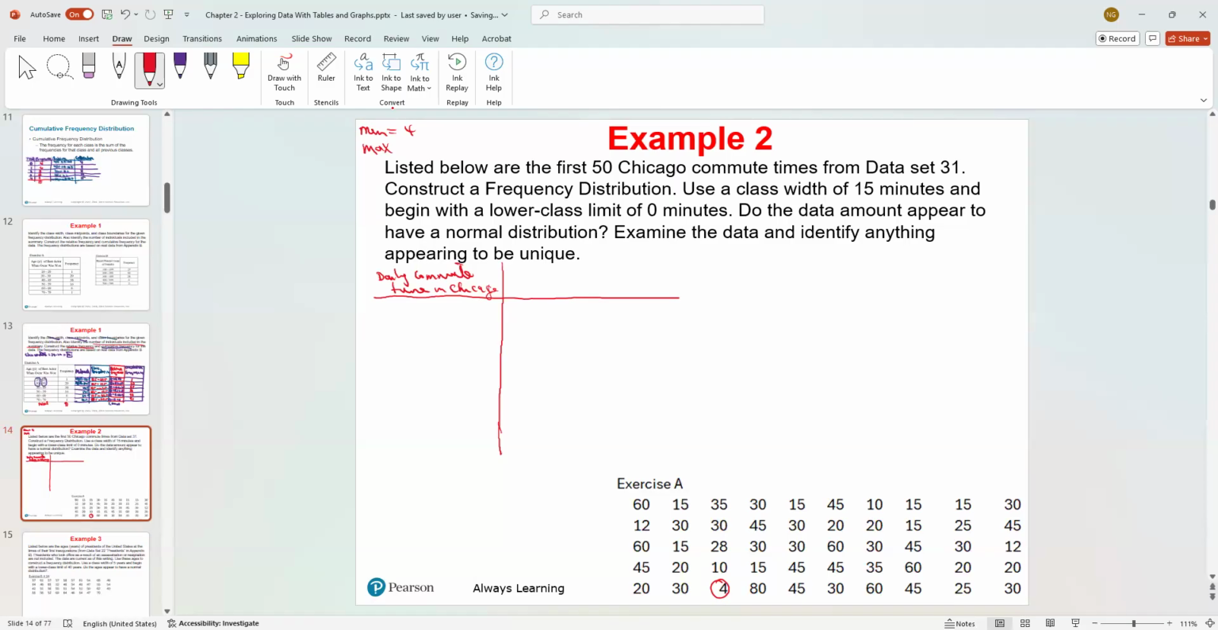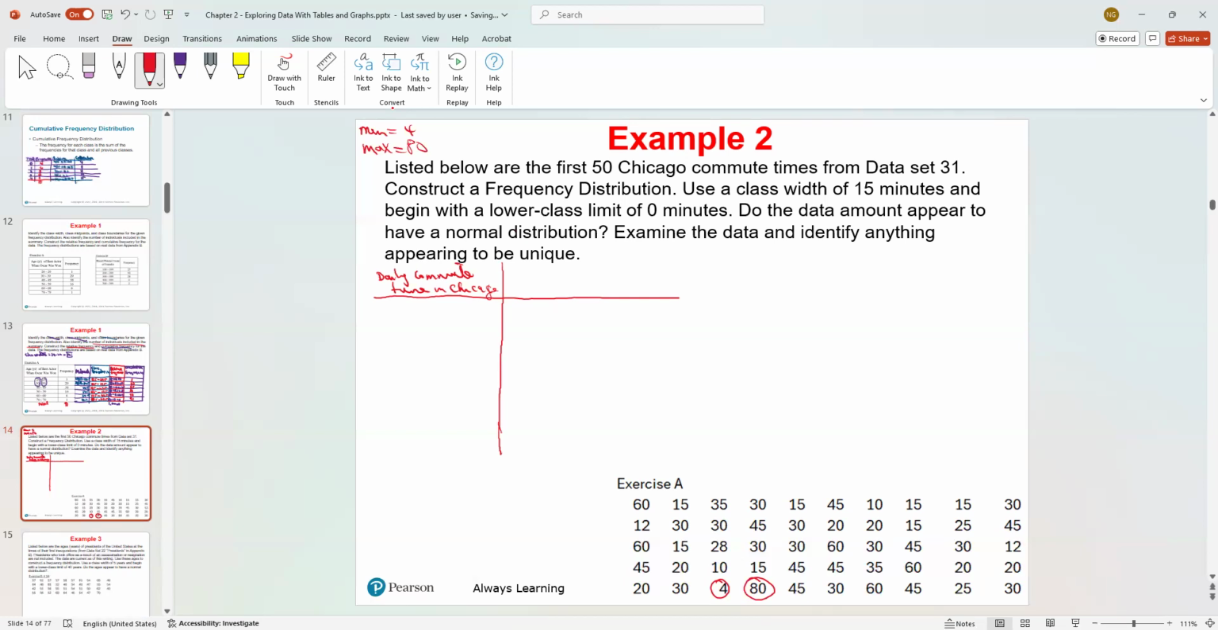Can we verify again? You can verify with me. If 60 is the maximum, oh, nope, 80 is the maximum. So the maximum is 80. We need to set our intervals in a way that includes the minimum in the first class interval and 80 in the last class interval.